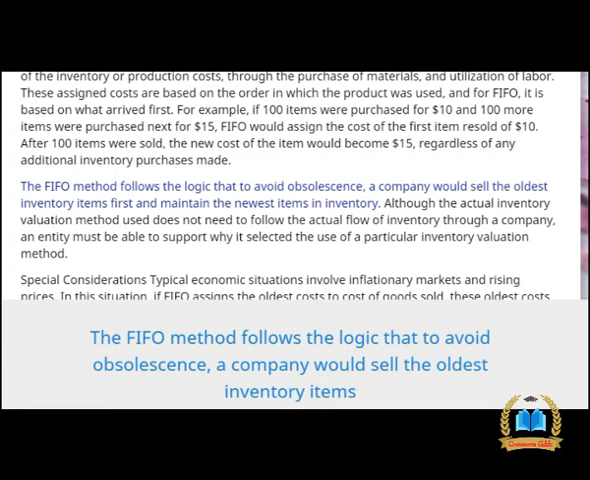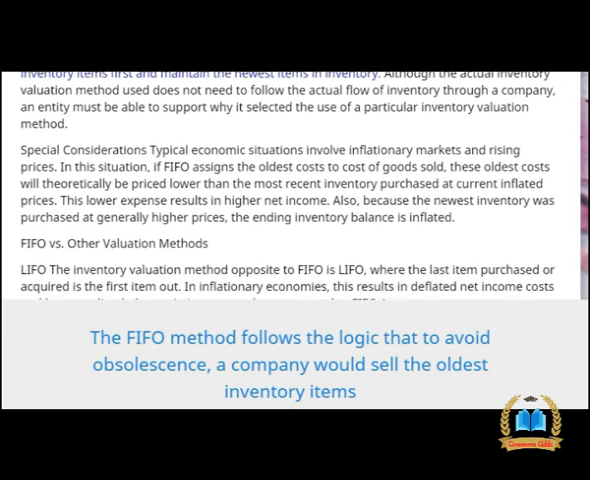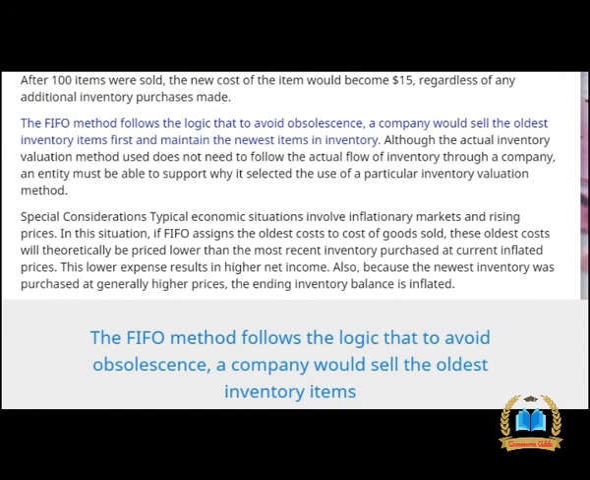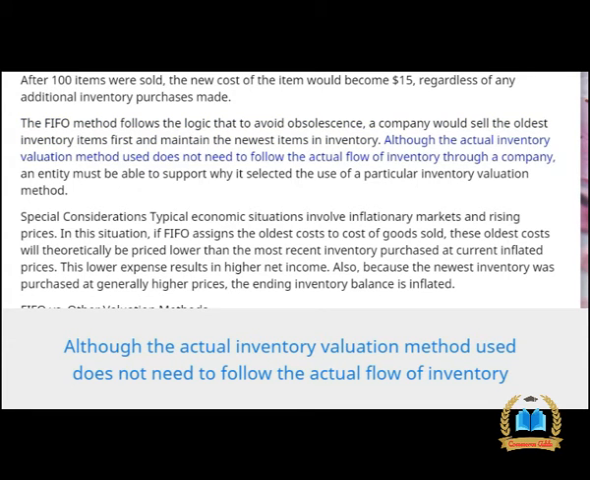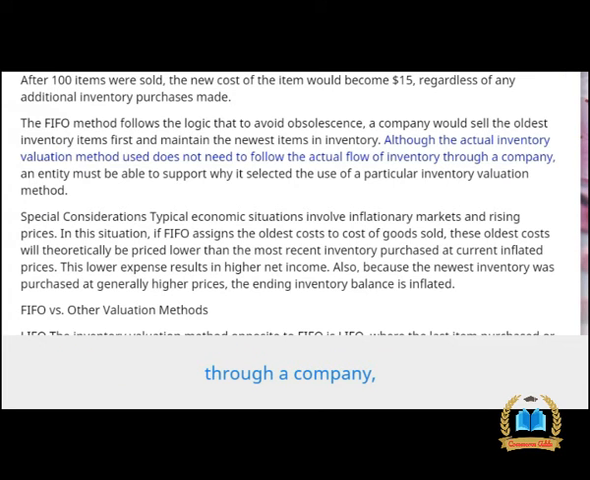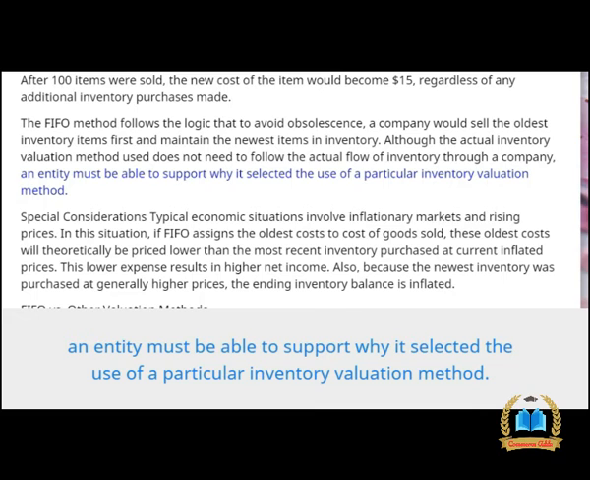The FIFO method follows the logic that to avoid obsolescence, a company would sell the oldest inventory items first and maintain the newest items in inventory. Although the actual inventory valuation method used does not need to follow the actual flow of inventory through a company. An entity must be able to support why it selected the use of a particular inventory valuation method.